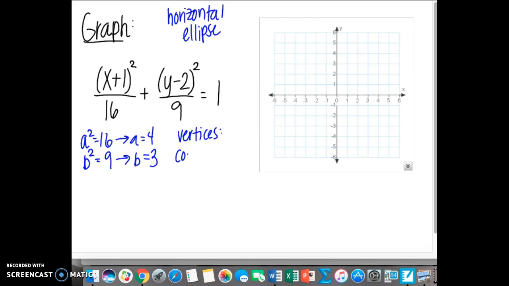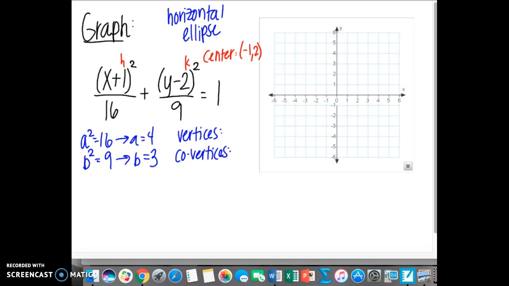From this, we know our vertices. We're going to end up being able to find our vertices and co-vertices, but it is in correspondence to the center. So we're also going to need to know the center. Our center is our h, k. So our center here is going to be (−1, 2).